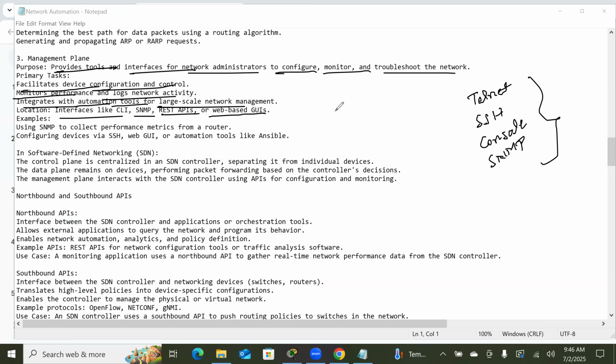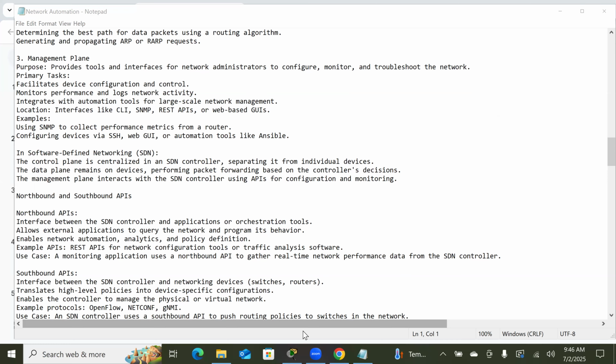These two tools: one is Ansible, and the second one is Terraform. So, using SNMP to collect the performance metrics from a router and configuring devices via SSH, web GUI, or automation tools like Ansible. Okay, so these are the different planes we have here.